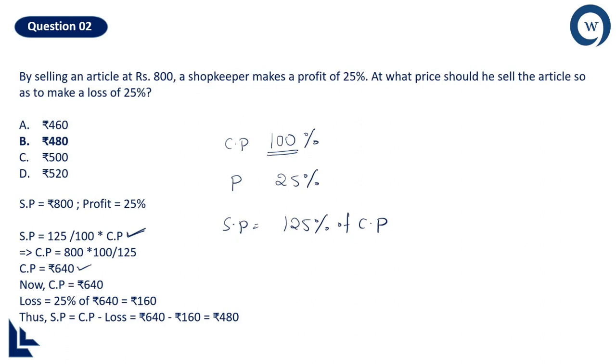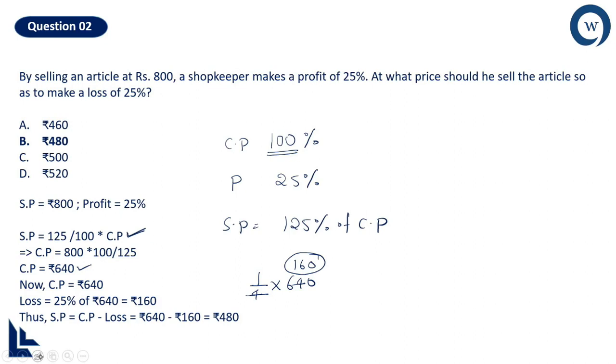Now they are asking you to find out if the item is sold at 25% loss, then what could be the selling price. Now cost price is 640, right? And if 25% is lost out of this 640, what is the value? It is 1 by 4th of 640. 4 ones are 4, 4 sixes are 24, 16, and you got 160. That means he has to lose 160 rupees out of this 640. 640 minus 160 is 480.